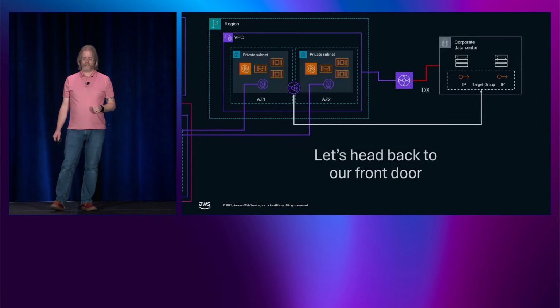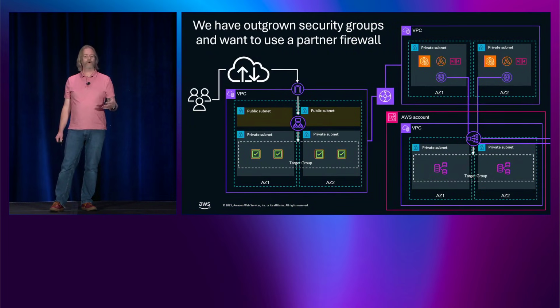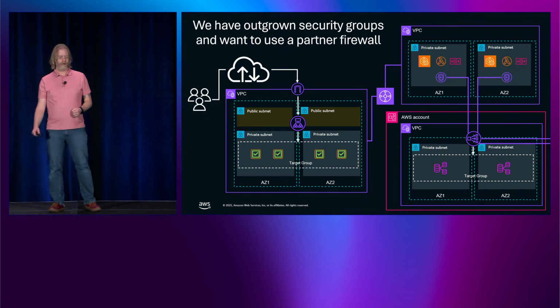So let's add this into our architecture. First, I have to slide us back over to our front door. We've kind of outgrown the security groups. We've got a lot more traffic. We want to take advantage of some of these partner firewalls that we know you can find in our marketplace that work with our Gateway Load Balancer.